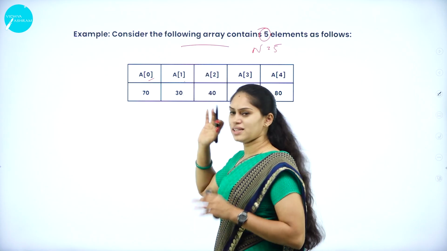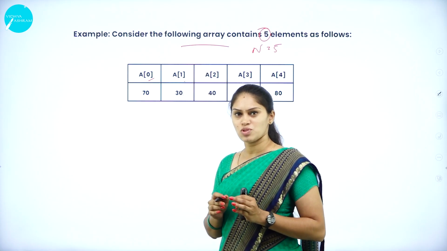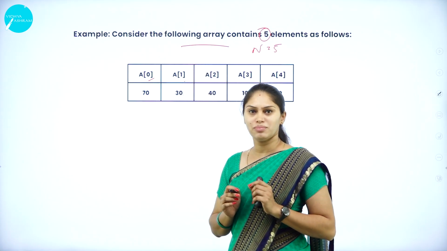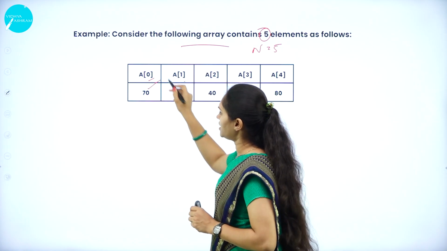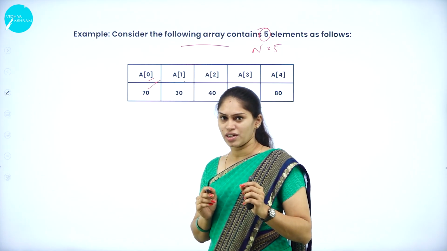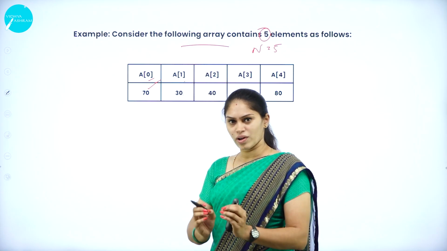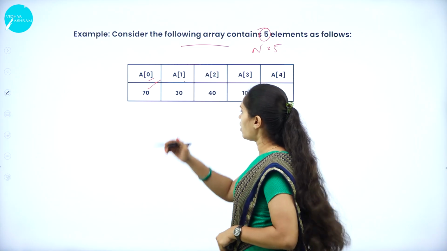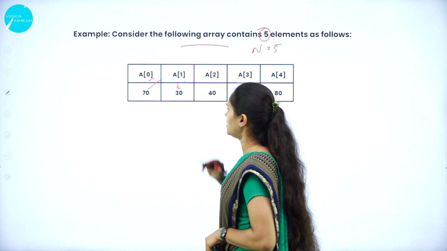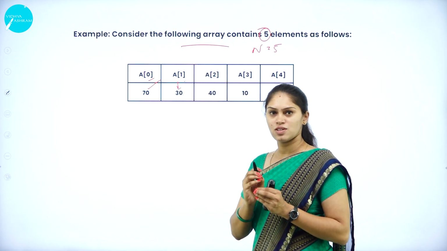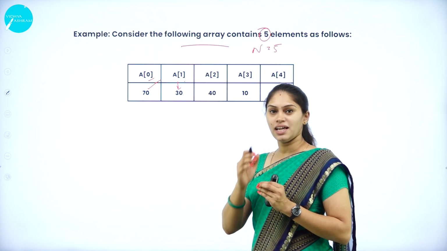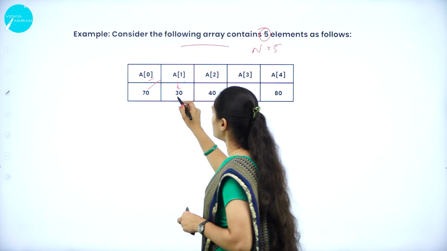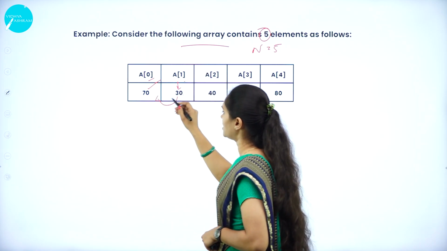So what will be the assumption that we have when it comes to the insertion sort? I'm just going to make an assumption that yes, this 70 is in the correct position. That means it will be either the lowest element or the highest element. That will be my assumption. After that, I am going to consider this 30 as my key element and I am going to compare this 30 with 70.